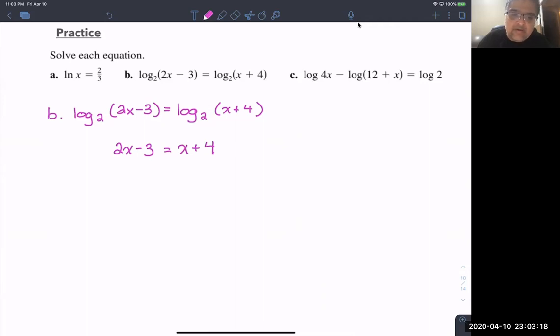And now it's just a matter of solving like I normally would. I would subtract x from both sides, and I would add 3 to both sides and get x equals 7.